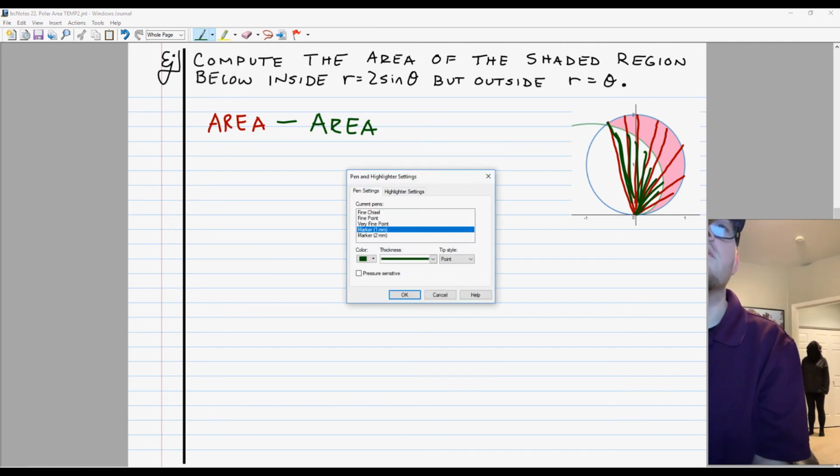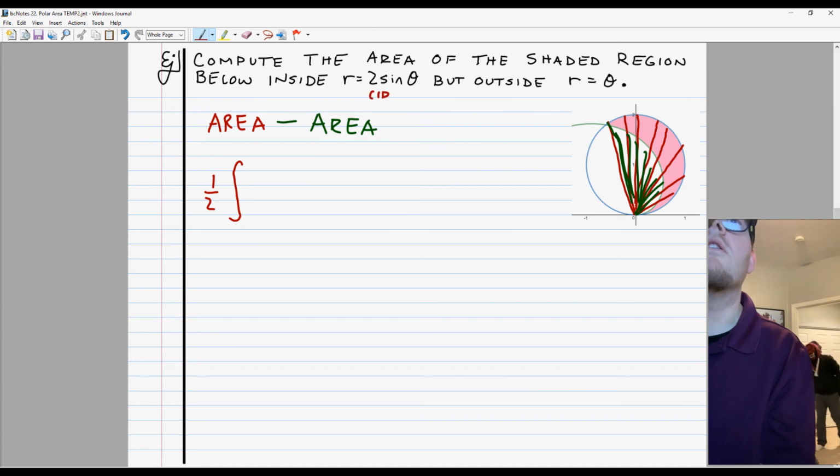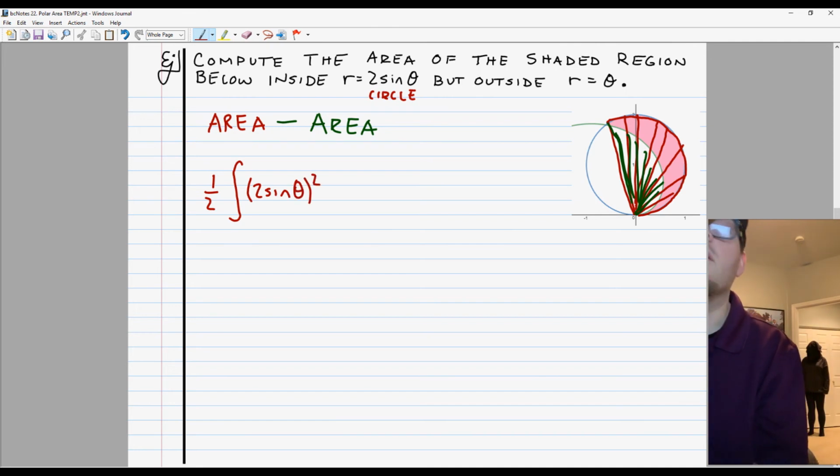So what I'm going to do first is set up the integrals themselves. That's usually a good way to go, so that I've got the area calculation almost ready to go. First, we're going to have the integral on that side. It'll be 1/2 of the outer function. And you know what? I can tell some stuff here. Looking at these shapes, this is a circle, so this one has to be the one on the outside. That means my first integral is 1/2 the integral of (2 sine of theta) squared d theta.